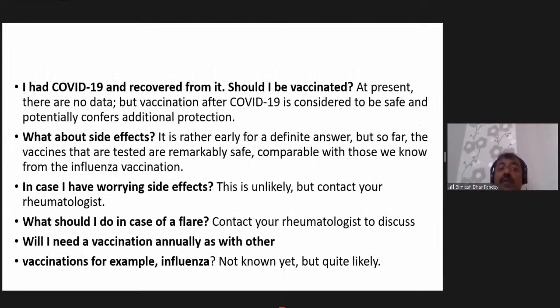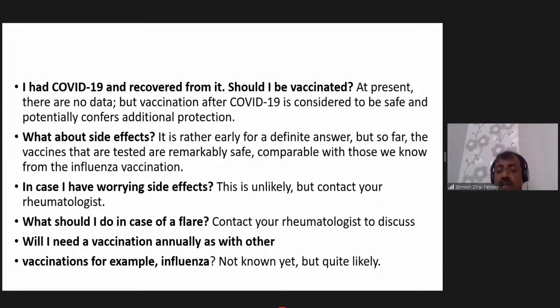If I ever had COVID-19 and I have recovered, should I take the vaccine? The answer to our patient is yes. What about side effects? Since they are safe vaccines, despite it being very early, we now know that they are quite safe. In India, we have vaccinated 1 crore, and in America, it is going to be around 3 crore population that has been vaccinated. Will they get bad or worrying side effects? Very unlikely.